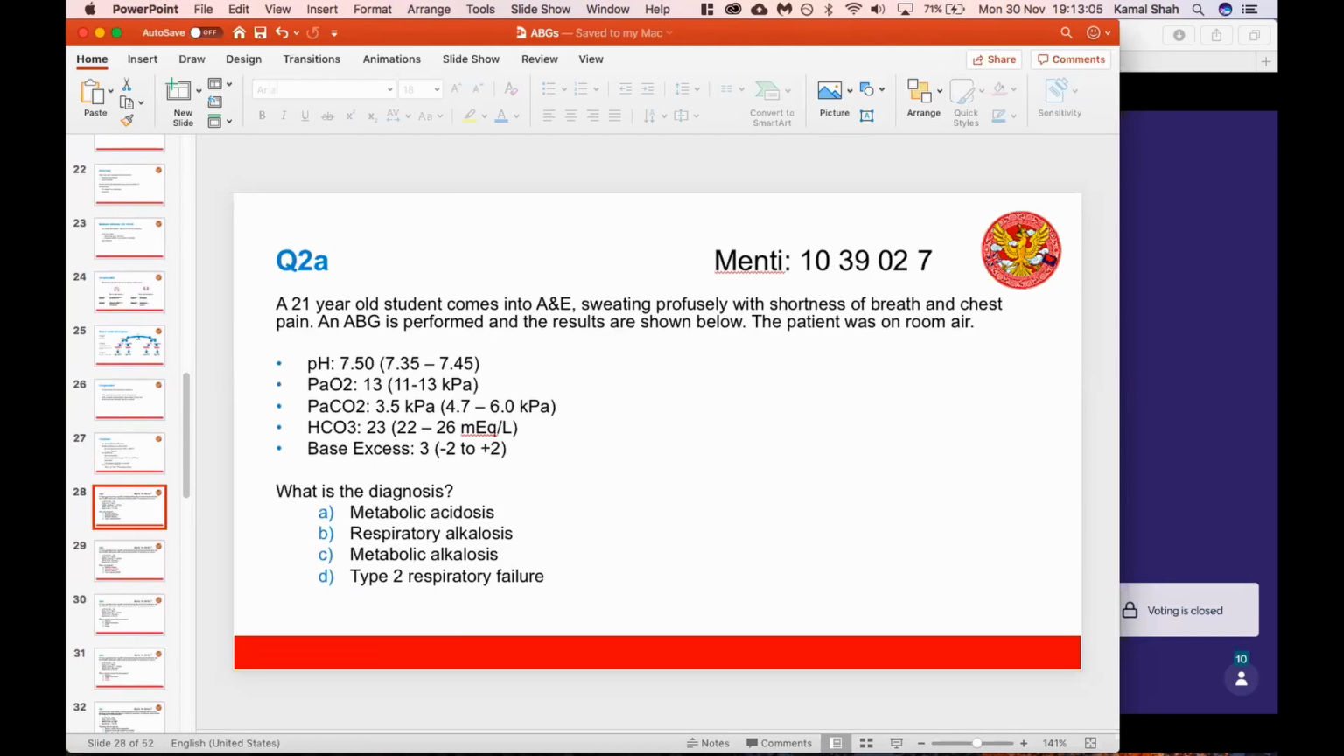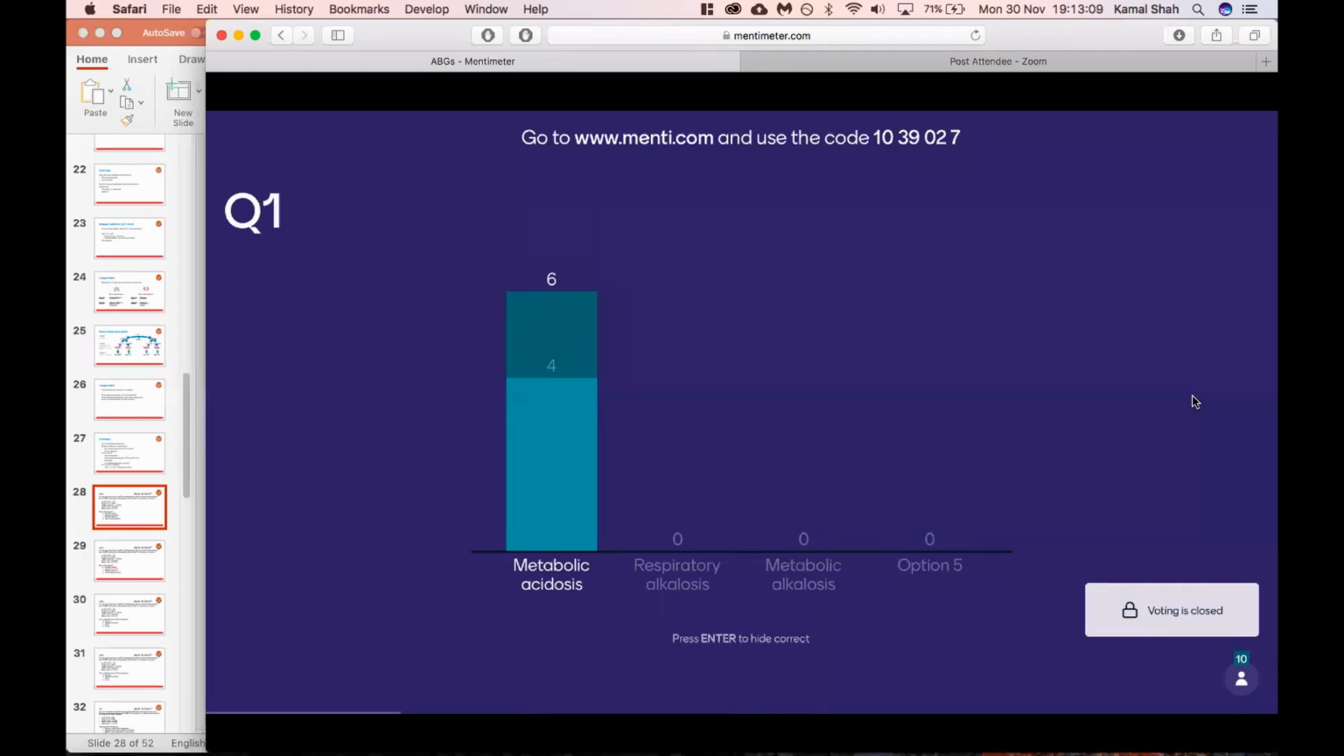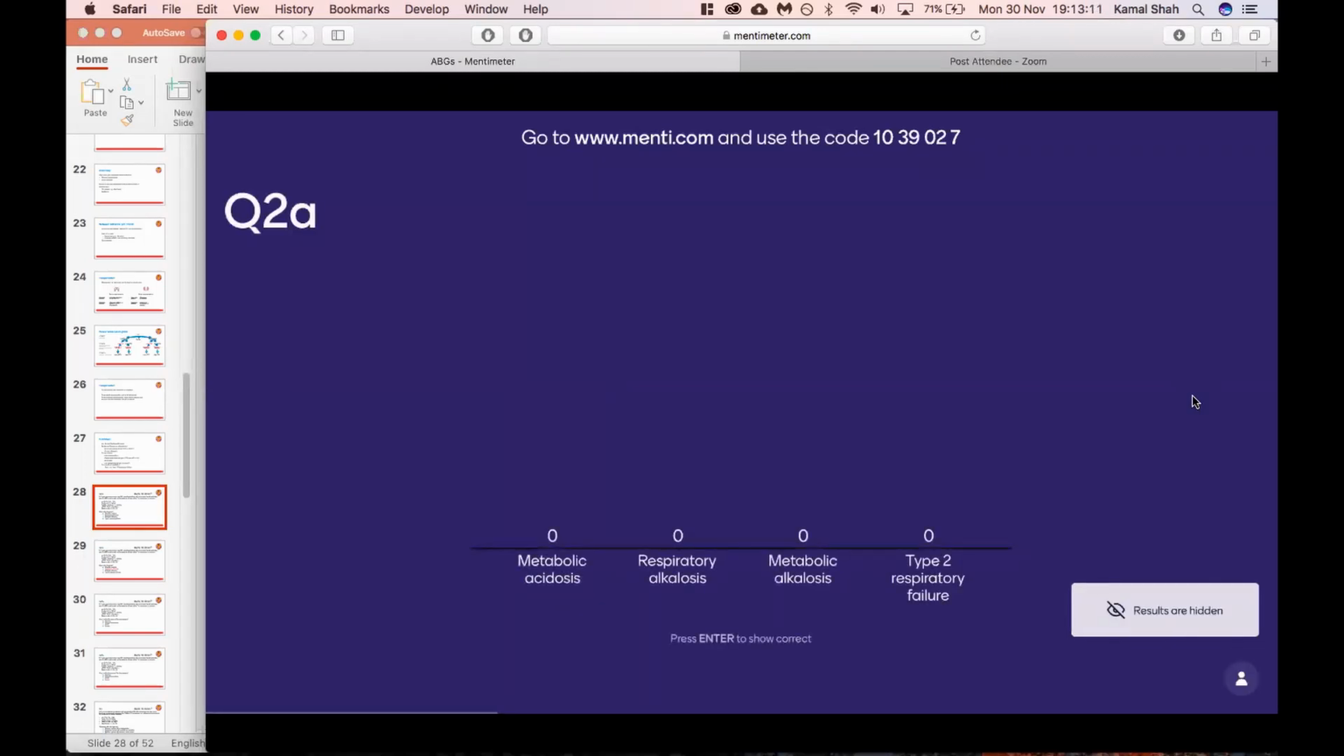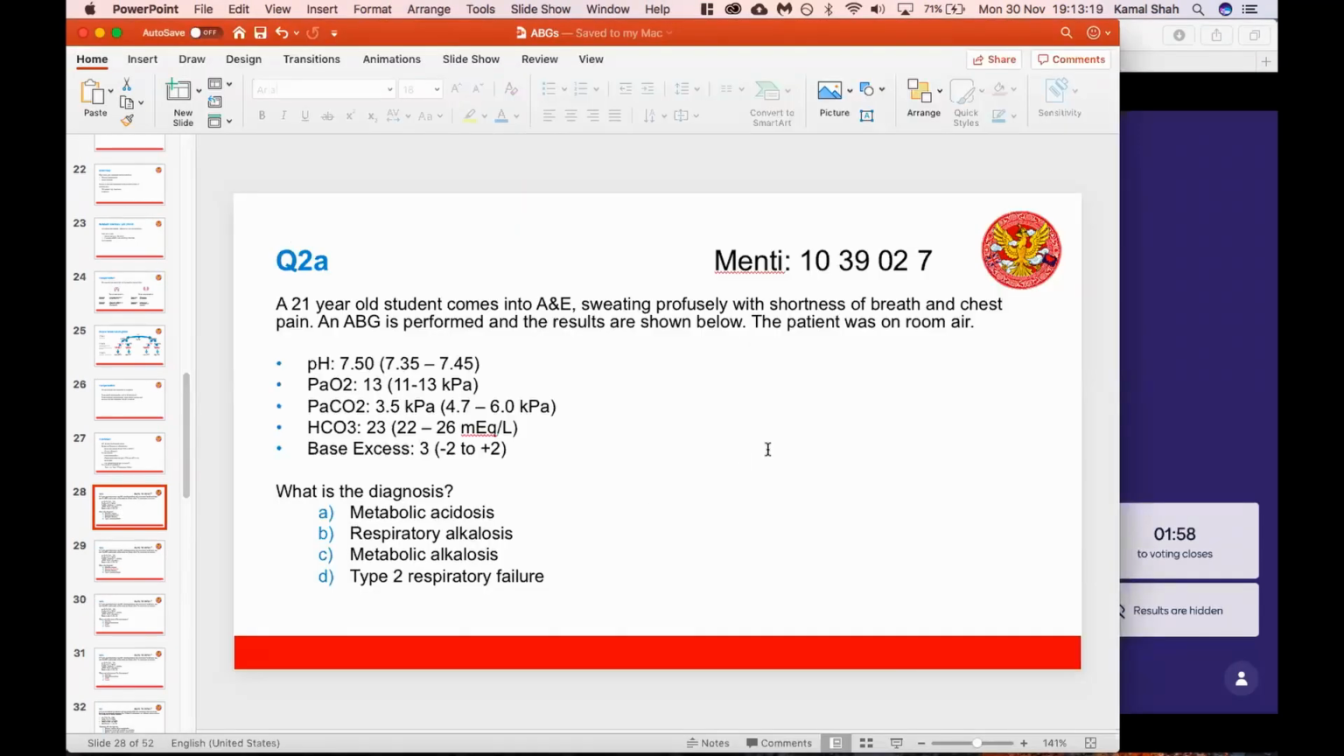2A. So if I go to the next question, hide the results. And if I give you, let's say 2 minutes, we'll see how we get on. This question. So we've got a 21-year-old student that comes into A&E, sweating profusely with shortness of breath and chest pain. Could you please repeat that?